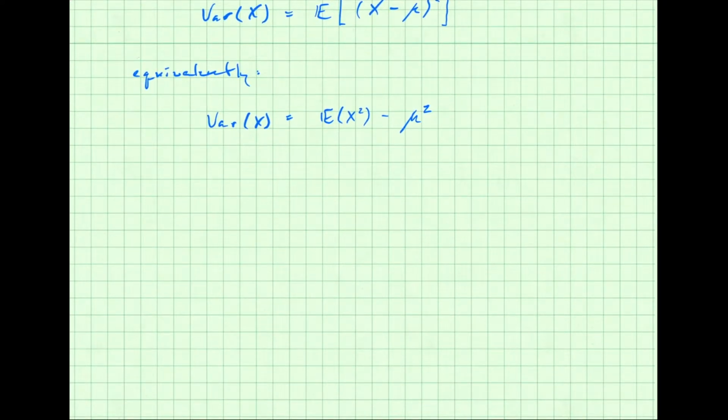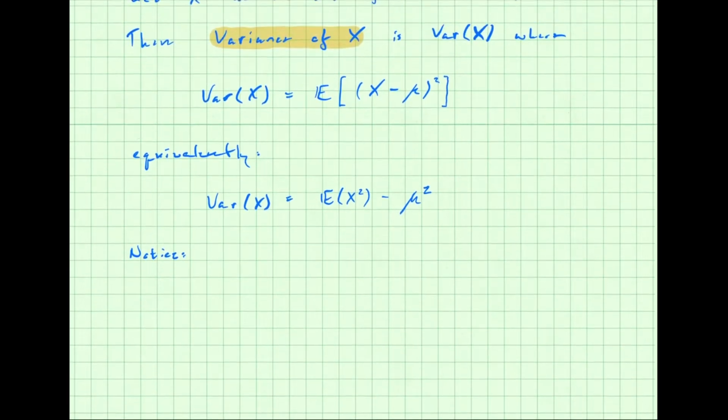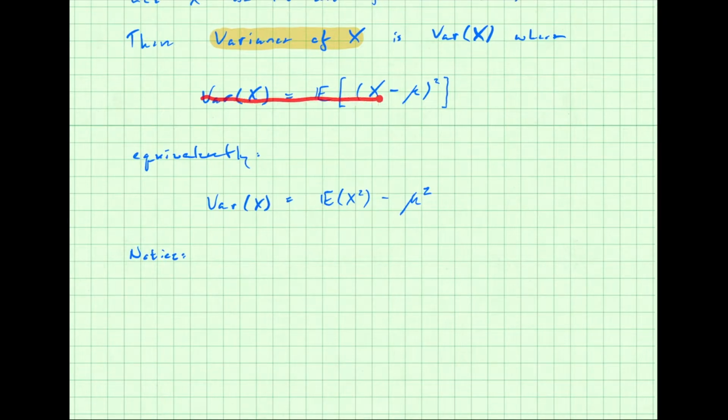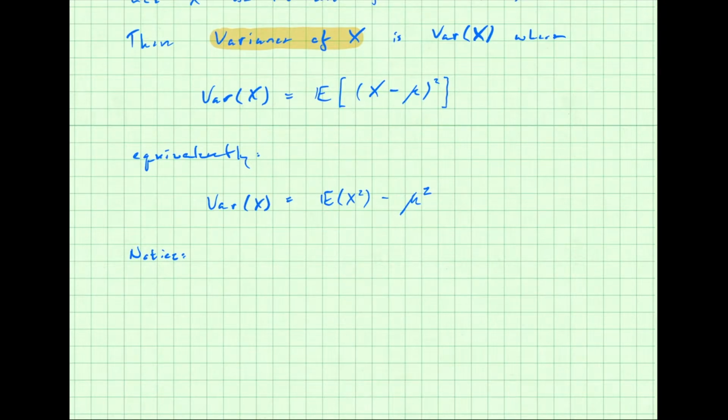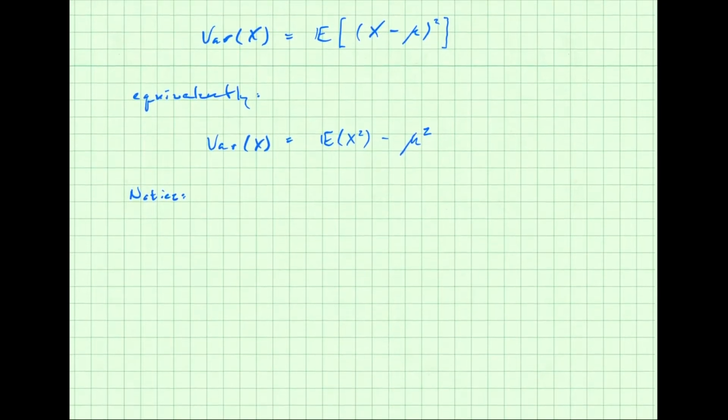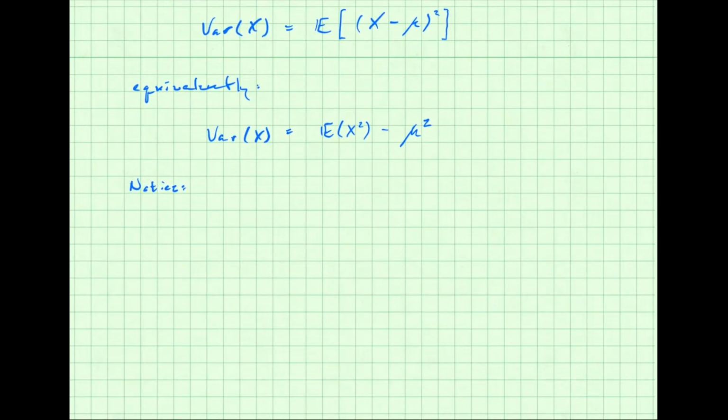But the first thing I want to do is just make a comment. So notice the following. If you look back at this top definition here, since it's the expected value of a bunch of numbers which are always positive, because this is a squared difference, then the variance itself has to be positive, because it's just the expected value of a positive thing. So notice that the variance of x is always greater than or equal to 0. It's never negative. You can't have a negative variance.